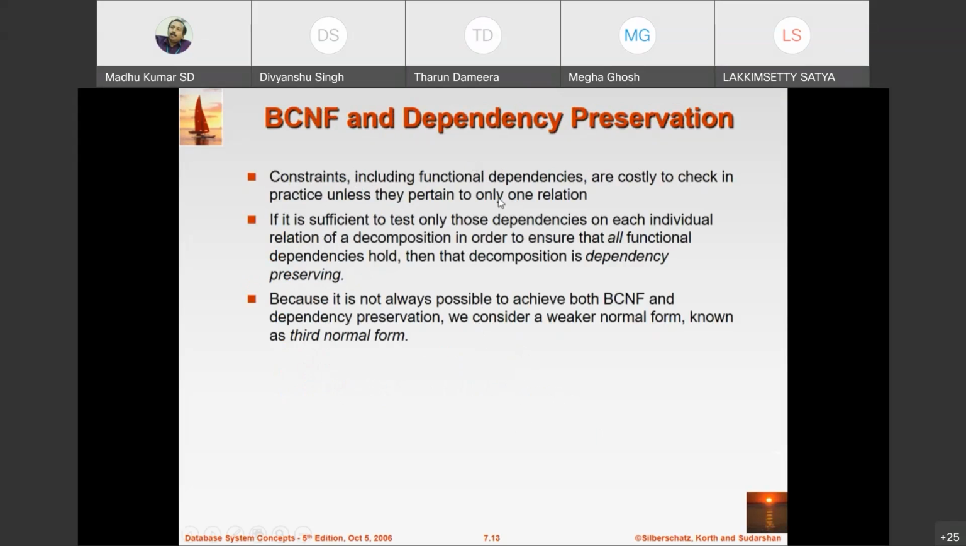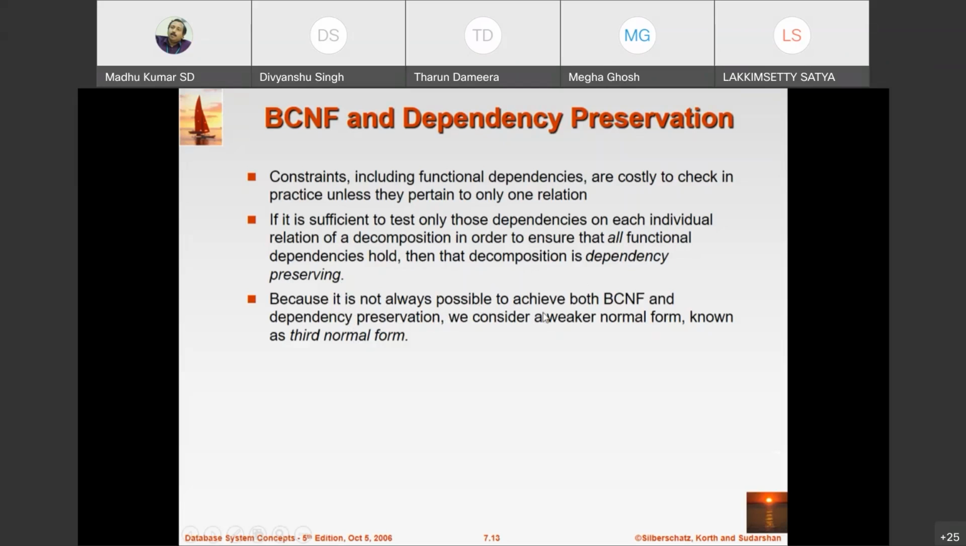So BCNF and dependency preservation: the constraints including functional dependencies are costly to check in practice unless they pertain to one relation. If the FDs do not pertain to a single relation, it is very difficult to check. It is sufficient to test only those dependencies on each individual relation of a decomposition in order to ensure that all functional dependencies are holding, and then the decomposition is dependency preserving. So when you split the table, the FDs should be preserved.